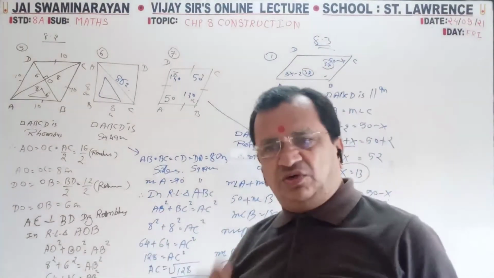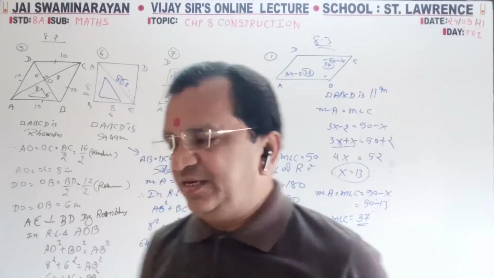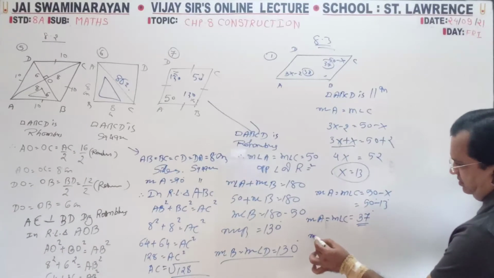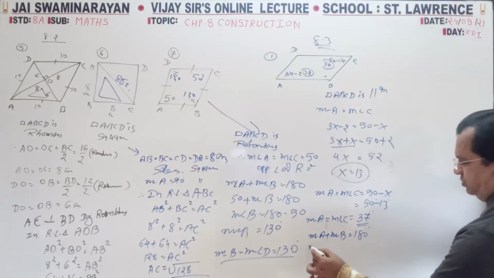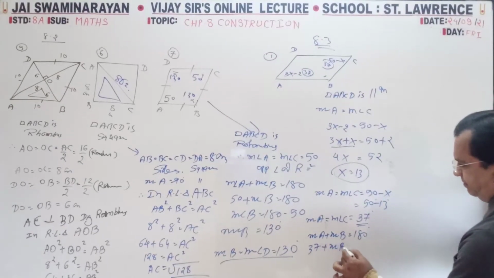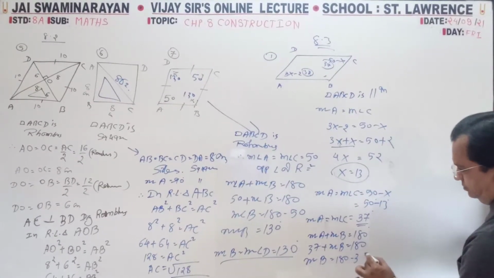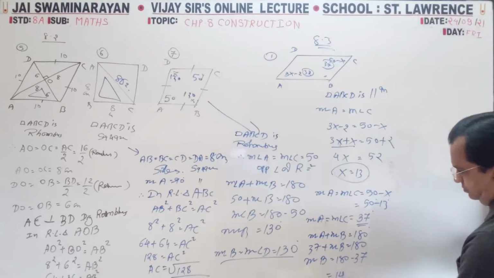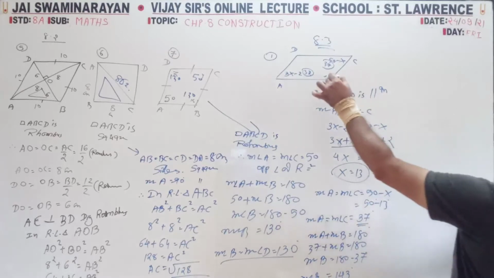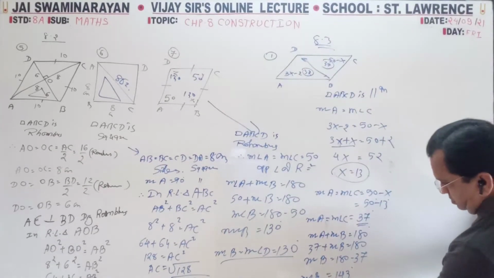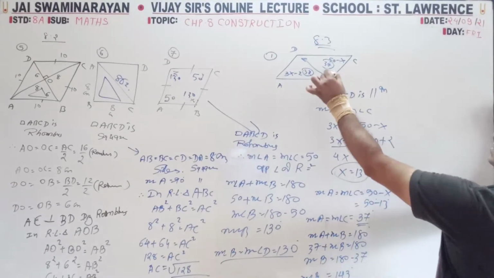So A plus B is equal to what? Opposite angles are equal, congruent. Adjacent angles sum to 180. So measure angle A plus measure angle B is 180. So 37 plus how much is 180? So B is equal to D. So we got all.